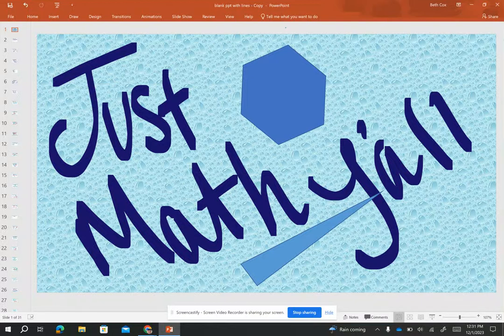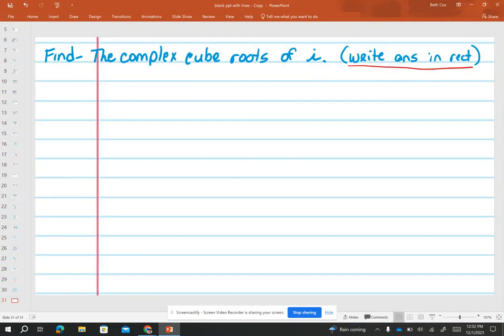We are going to do the complex cube roots of i. Complex cube roots of i. Let's look at this problem. First thing we're going to do is put this in polar form. This is not nearly as complicated as you would think because it is just one i.